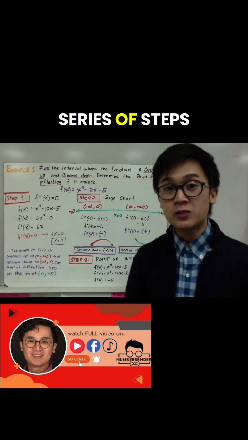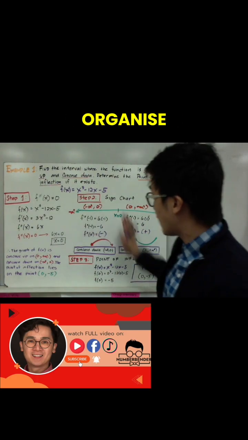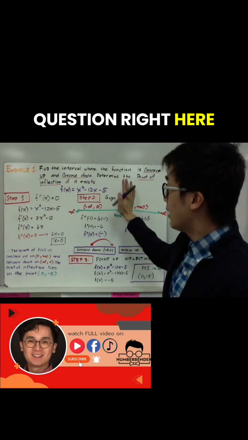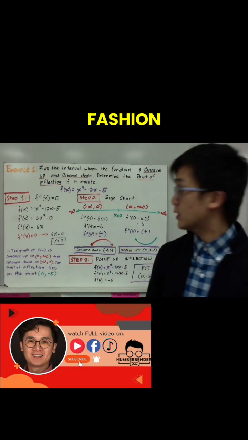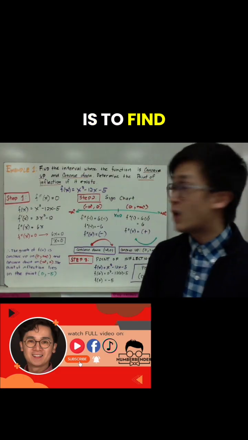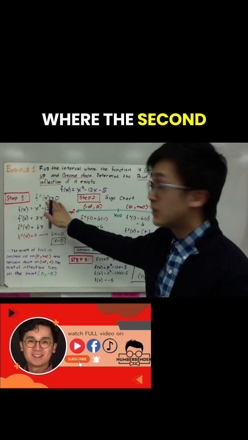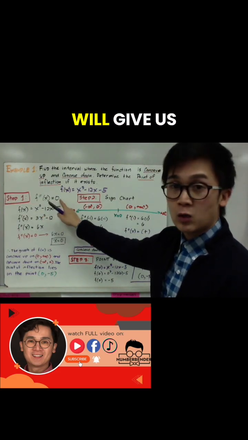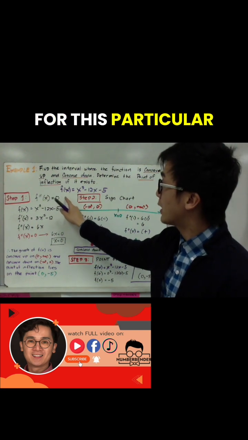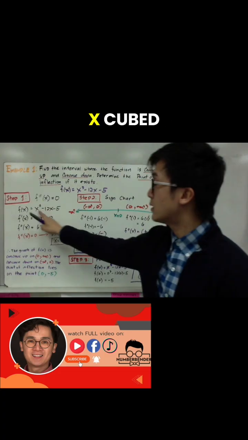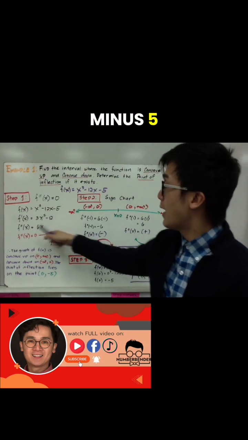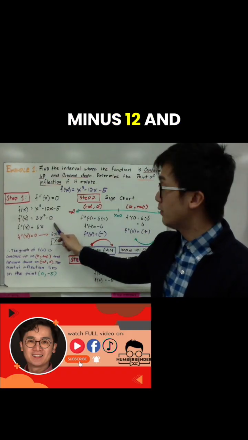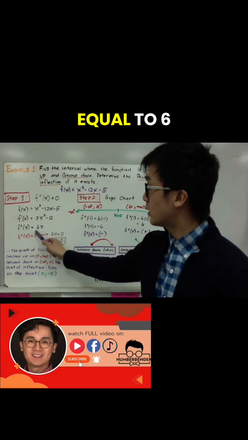Now we have a series of steps that we can organize so we can answer the following question in this particular fashion. Step 1 is to find where the second derivative is equal to 0. So f double prime of x equal to 0 will give us the critical number for this particular problem. So f of x, which is x cubed minus 12x minus 5, f prime of x, which is the first derivative, is equal to 3x squared minus 12, and f double prime of x is equal to 6x.